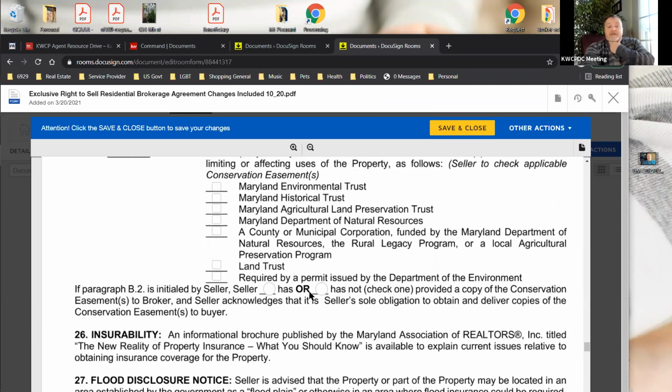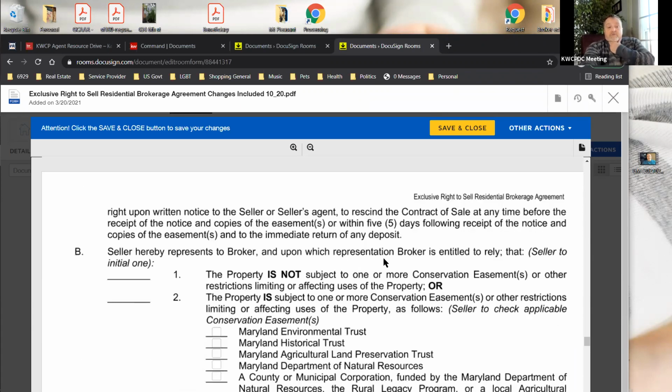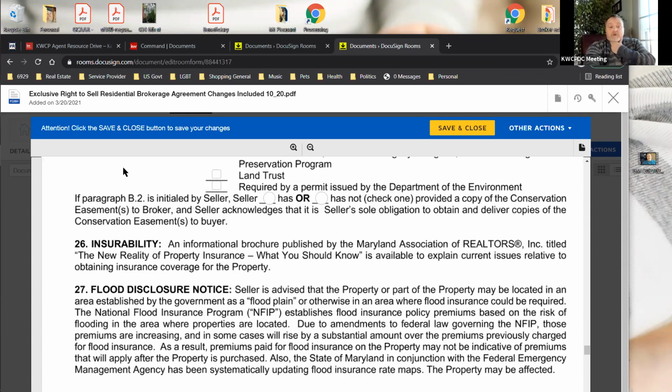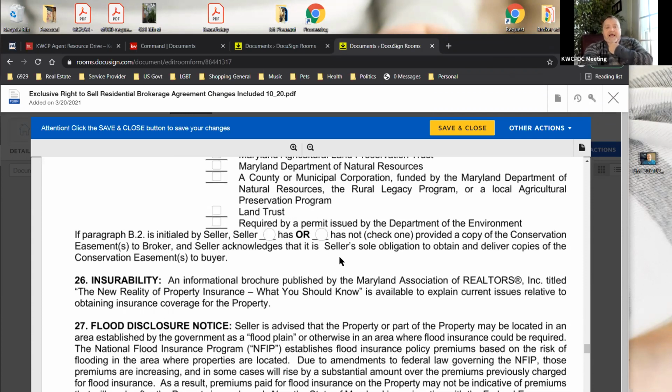If paragraph 2B is initialed by the seller, meaning 2B or B2, a little bit of dyslexia there, is initialed by the seller, the seller has or has not provided a copy of the conservation easement. So a conservation easement is an actual legal document that describes what can and can't be done to that land. So if there is that document and it is in place, the seller will just deliver that to the listing agent so that they can in turn deliver that to the buyers. So keep that in mind.